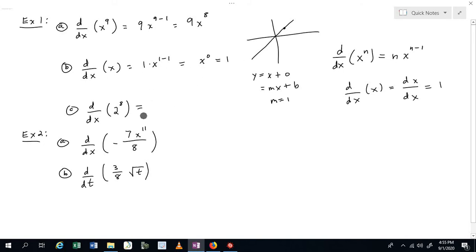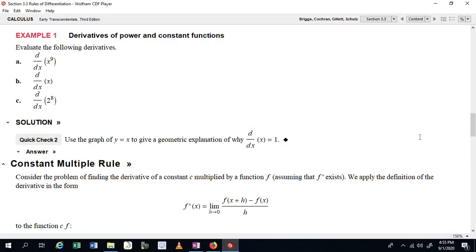Okay, part C, we're finding the derivative of 2 to the 8th power with respect to x. But 2 to the 8th power is simply a number. It's a constant. So the derivative of it should be 0. Okay, so let's look at some more rules.